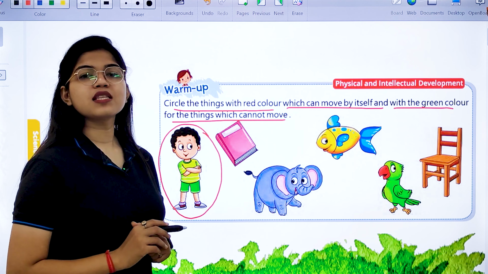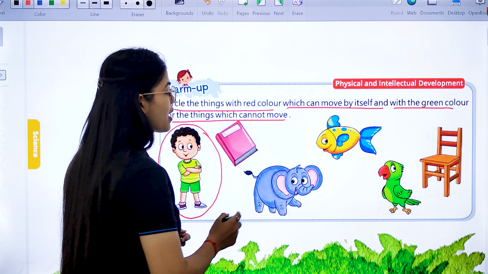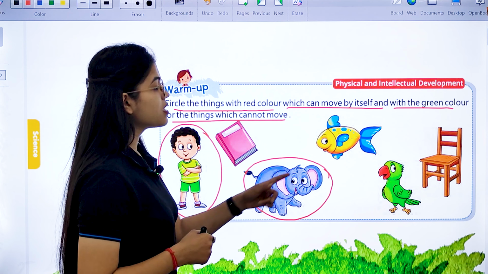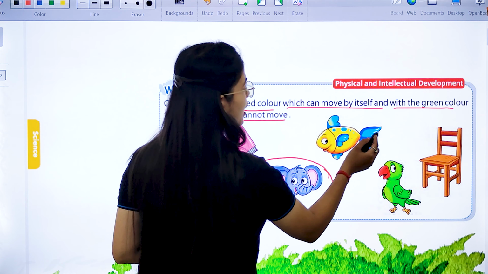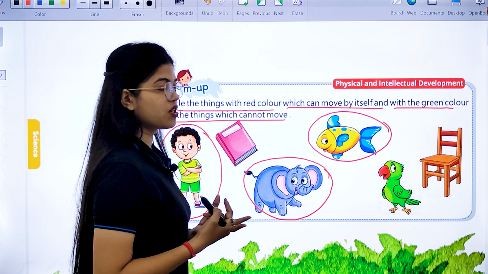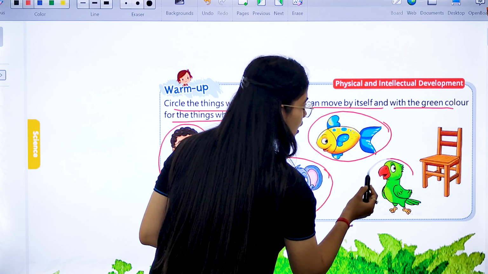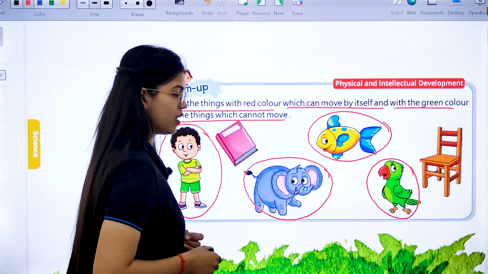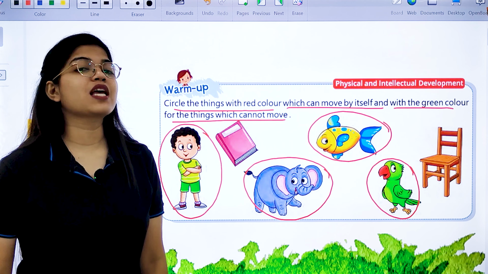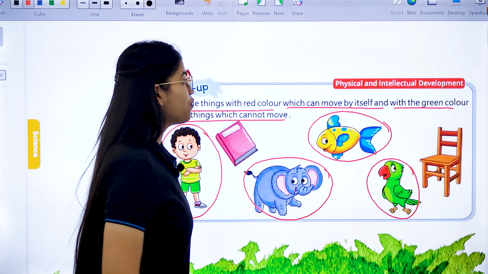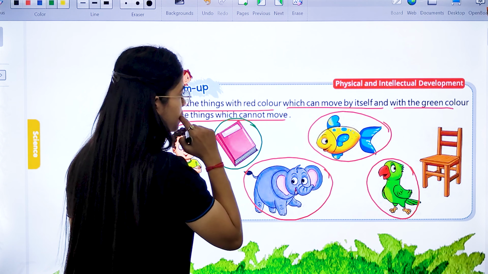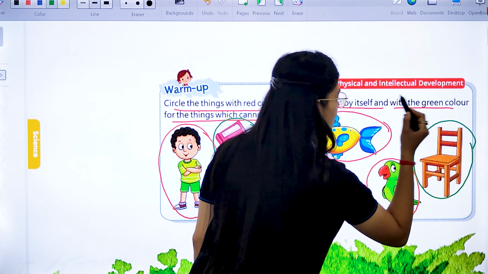Then this is the elephant. Again, it can move by itself, so we will circle it again with the red color. Then this is a fish, an animal. Again, it can move on its own. It's a bird which can move on its own. Then again, we are going to circle it with red color. But if we talk about this book and the chair, these objects cannot move on their own. And therefore, what we are going to do is, we are going to circle them with green color. This book and this chair.